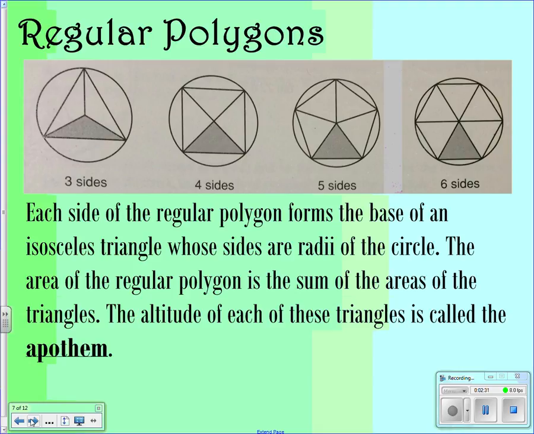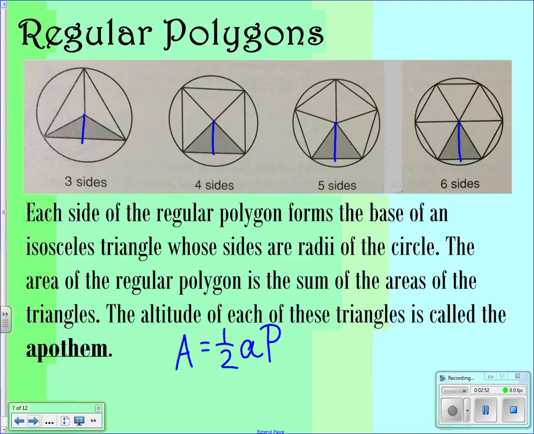The altitude of each of the triangles is called the apothem. So that's what I was drawing in earlier. This is your apothem. Here's the apothem, and there's that apothem. Now you may remember from last year, the area equals 1/2 apothem times perimeter.